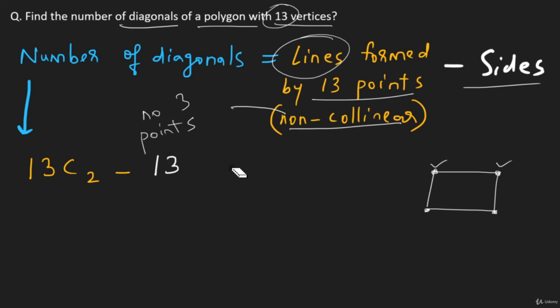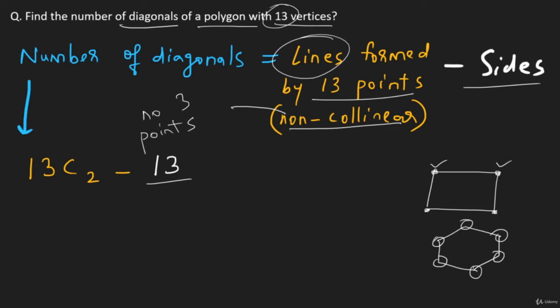Because when you have 13 vertices, you will have 13 sides. Over here you can see you have 4 vertices, you have 4 sides. Or in the case of a hexagon, you have 6 vertices and you have 6 sides. So in the case of 13 vertices, you will have 13 sides. So the answer to this question is 13c2 minus 13.